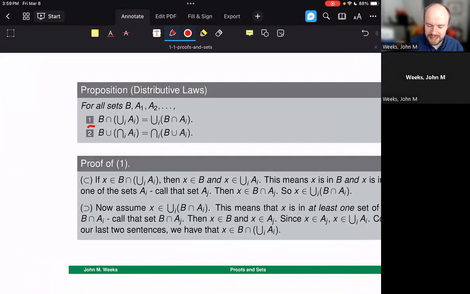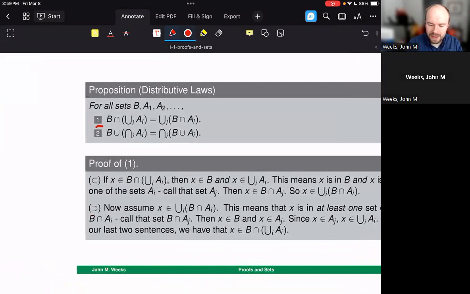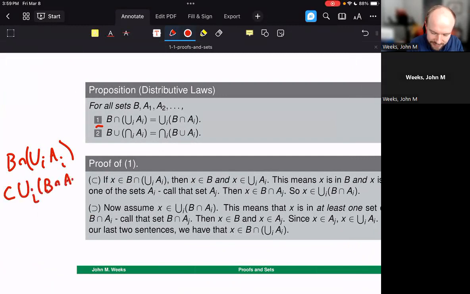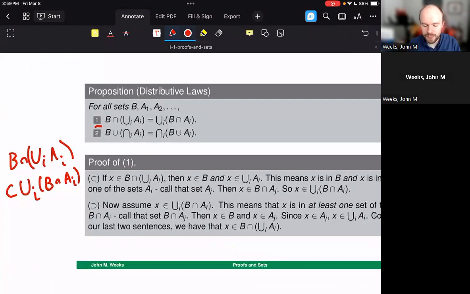To write out what is meant here in this first set, the one in parentheses and the set going this direction, what I'm attempting to show is that, with the way that the problem is written, B intersect the union of A sub I is a subset of the union of the sets B intersect A sub I. That's what is meant by this little bit of shorthand there. That's what this proof will talk about.